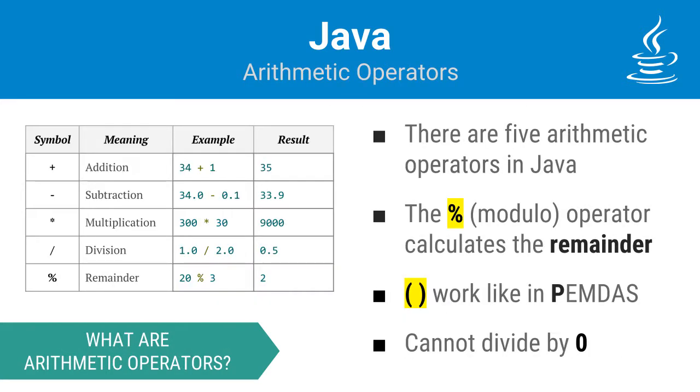There are 5 standard arithmetic operators in Java: addition, subtraction, multiplication, division, and the remainder operation. The percent sign is known as modulo, but you will often hear this referred to simply as mod. Keep in mind, operators can be ordered manually with parentheses, just like the P in PEMDAS. And one big thing that all programmers need to know is that dividing by 0 should always be avoided since it is undefined.